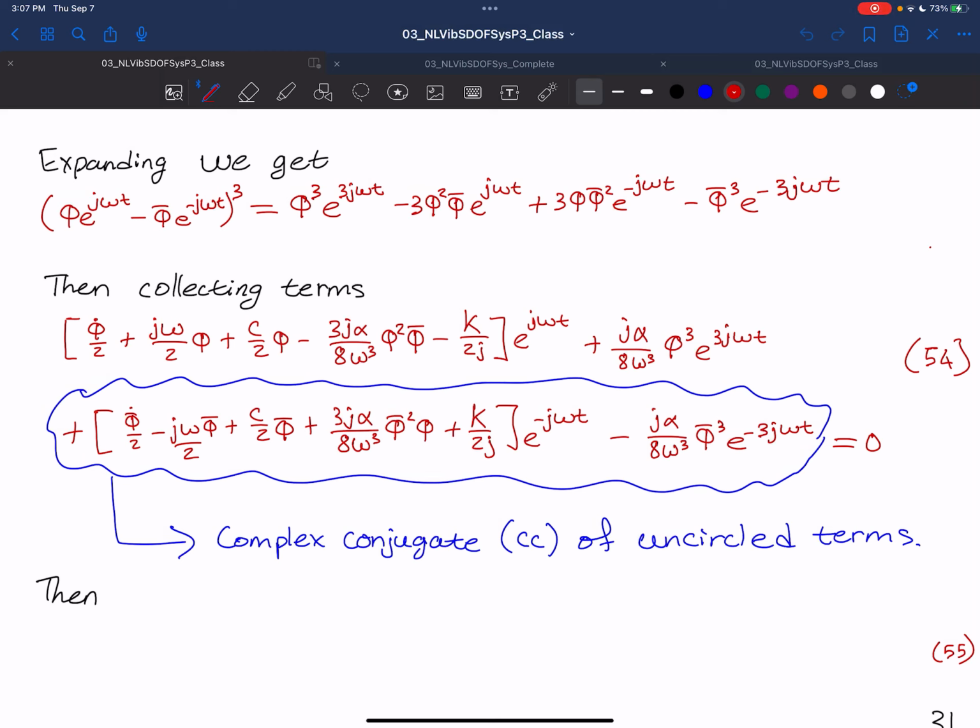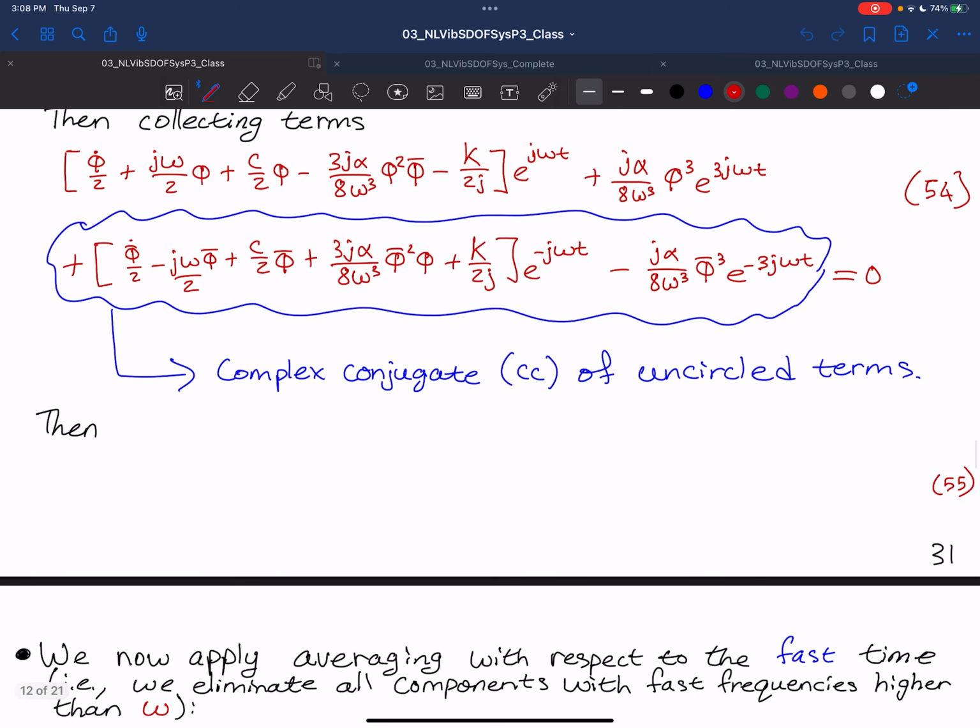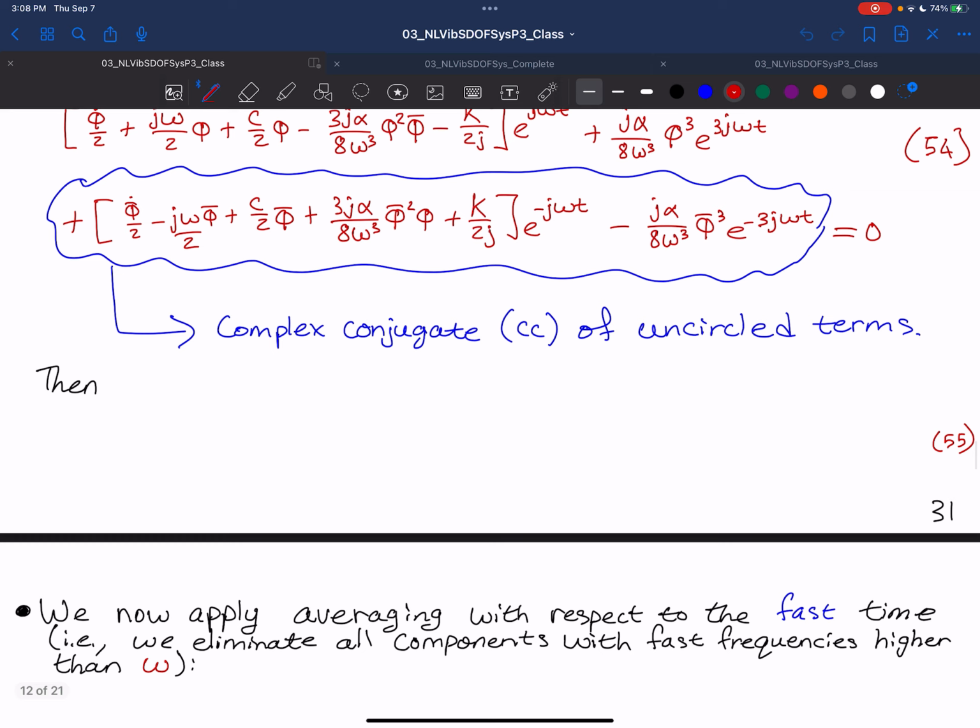Okay, in this lecture we're going to continue with the complexification averaging method. We stopped at equation 54 where we had circled this term in blue, and this was a complex conjugate of the uncircled term. One thing that we corrected off recording after the last video was that this component that I'm circling was divided by 2, and that was missing at the end of the last video.